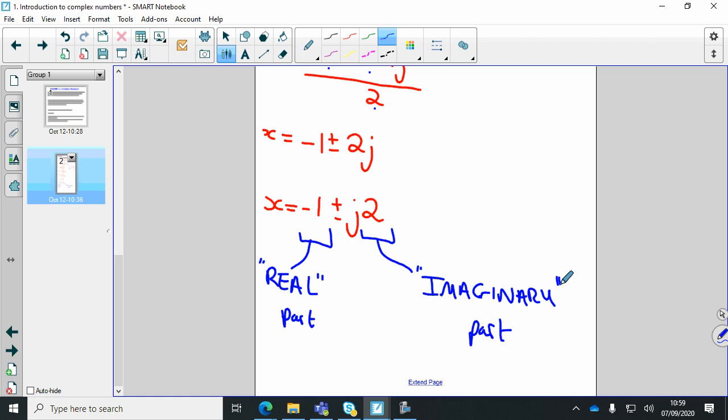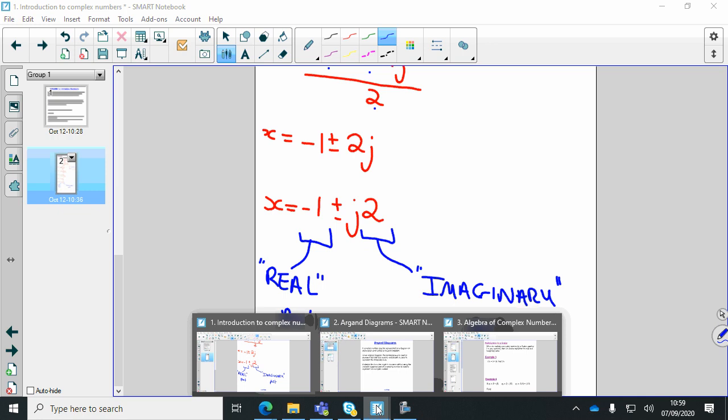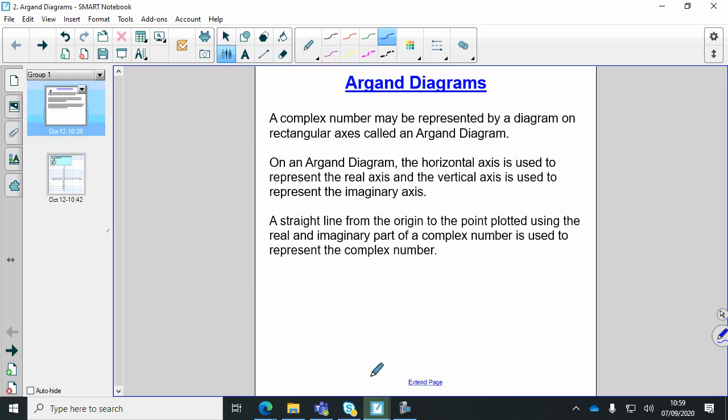Okay, and that's going to help us for the next couple of slides. So just moving on to the next part. What we're going to be looking at now is an Argand diagram. A complex number may be represented by a diagram on a rectangular set of axes called an Argand diagram.